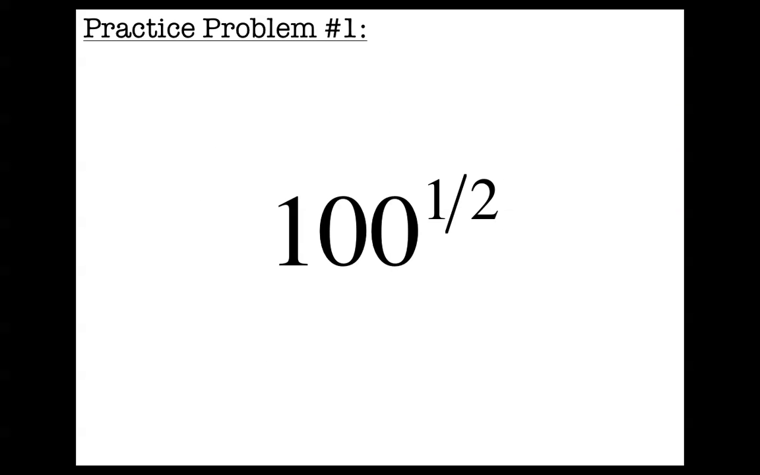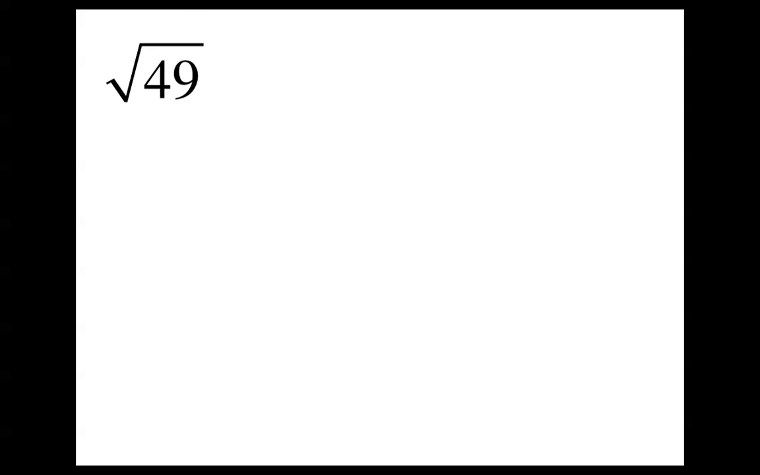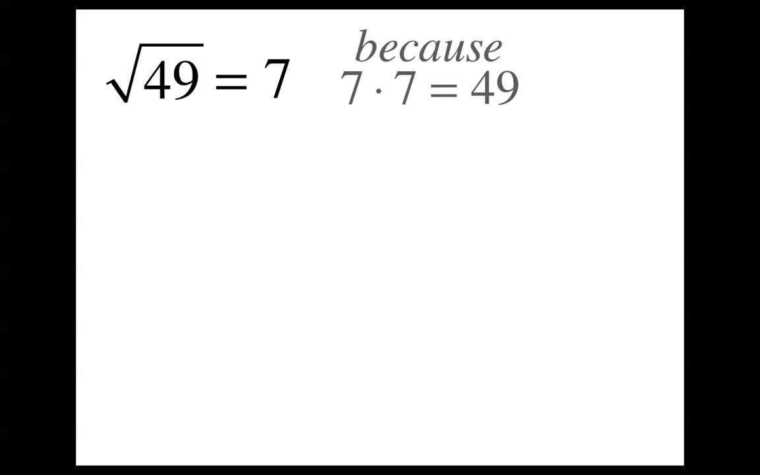Alright, so if you have 100 to the 1/2 power, I bet you could figure out what that comes out to. Jot that down, give me an answer. Okay, so the square root of 49 equals 7, because 7 times 7 is 49. Or you could say because 49 equals 7 times 7.